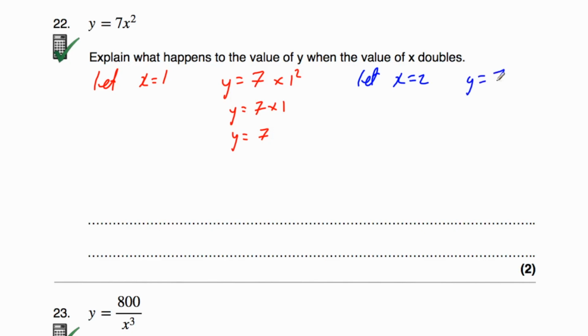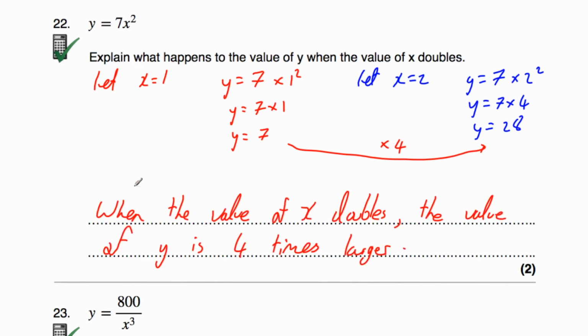So y is equal to 7 times 2 squared. 2 squared is 4, so we've got y equals 7 times 4, and y equals 28. So whenever the value for x doubles, if you look here, we've doubled the value for x, but the value for y has gone from 7 to 28, so it's actually got 4 times larger, so times by 4. So whenever the value for x doubles, the value for y becomes 4 times larger. So let's explain that. I've just explained when the value of x doubles, the value of y is 4 times larger.